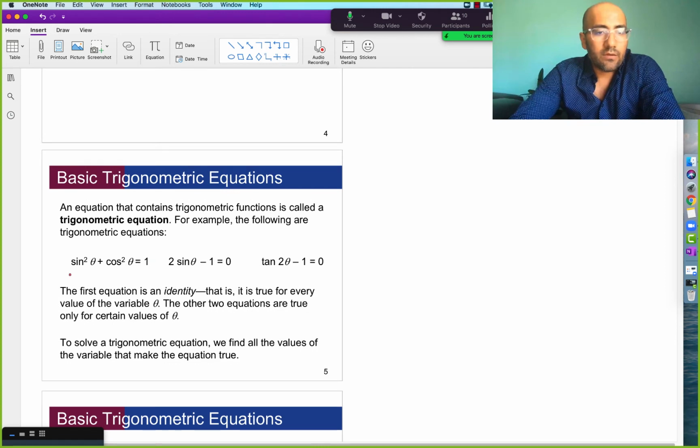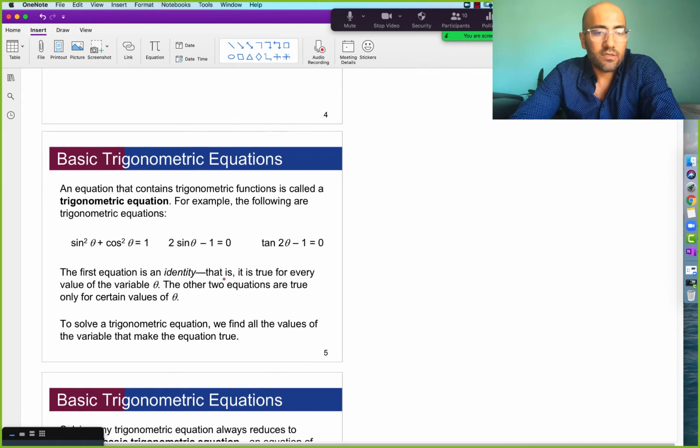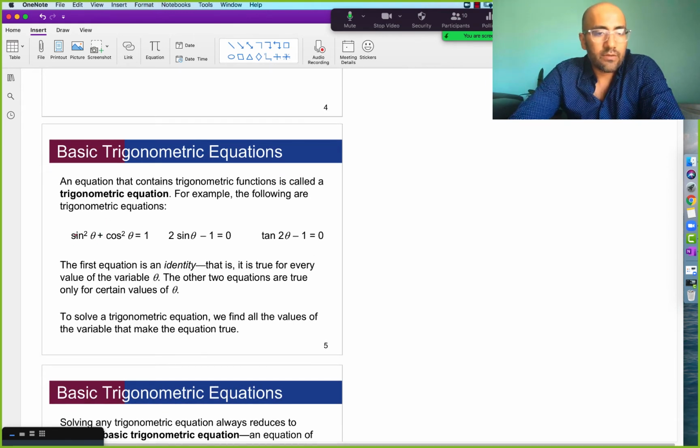Okay, so here are a couple of examples of trigonometric equations. Obviously they're like algebraic equations, except they involve trigonometric functions. Note that this first one here is an identity. It means that it's true no matter what the value of theta is. No matter what angle you choose for theta, this statement is always true, right? That's what makes it an identity. Whereas these other ones are sometimes true, sometimes false, depending on the specific value of theta.